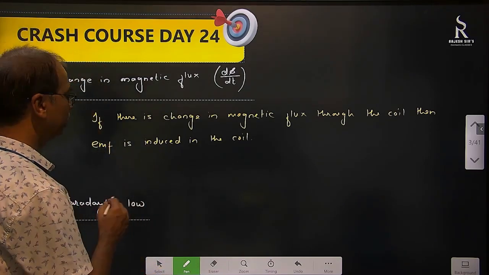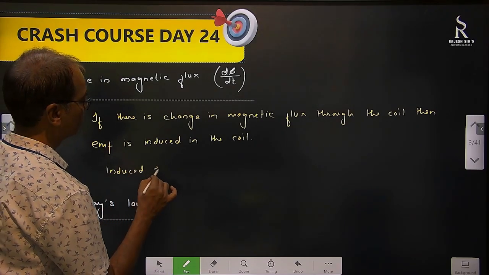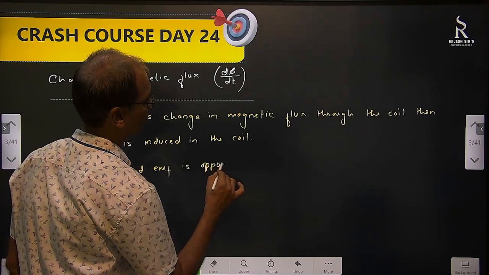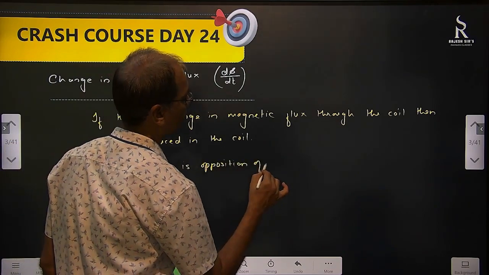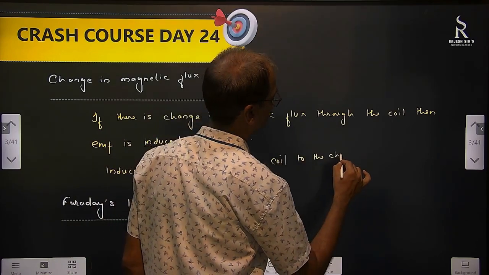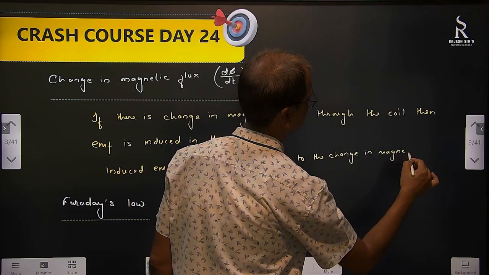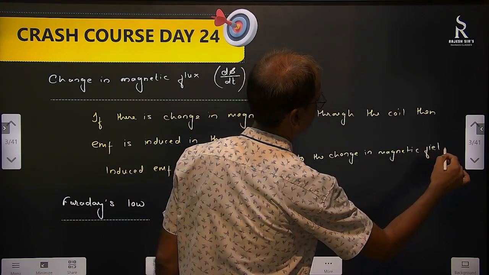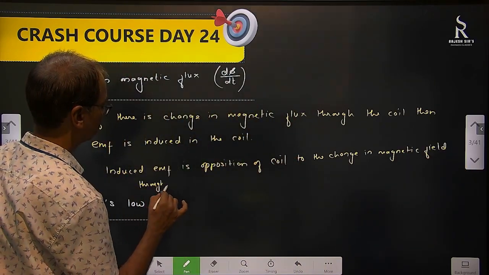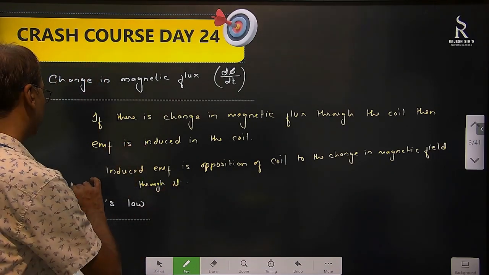So here I'll write: induced EMF is opposition of the coil to the change in magnetic field through it. Okay, and this is what Faraday's law is also. This is only Faraday's law.